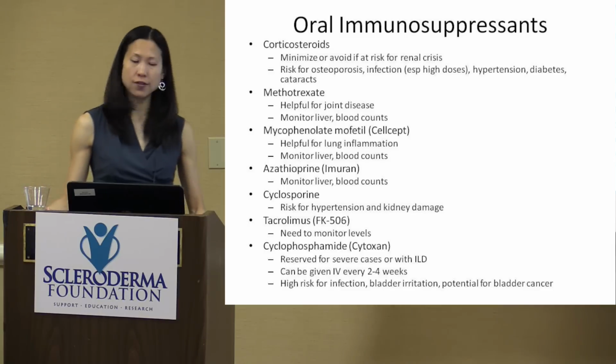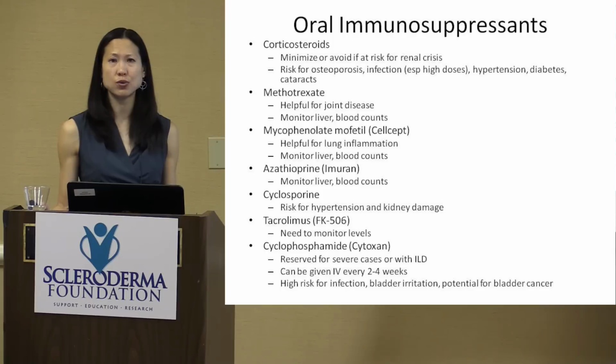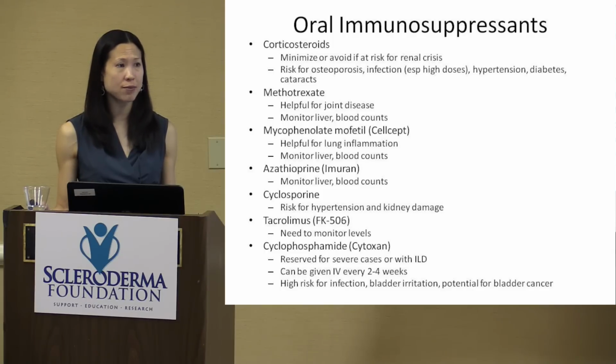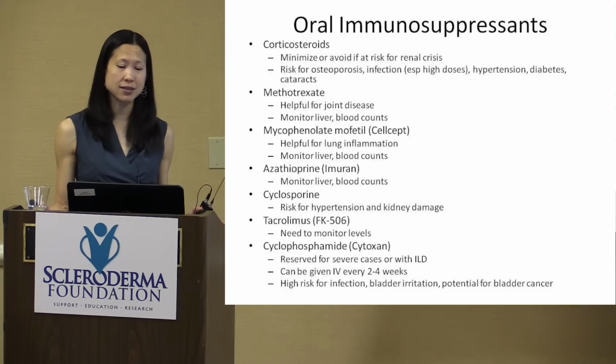So in terms of drugs to treat muscle inflammation, we have multiple oral immunosuppressive drugs that you can either use alone or in combination to treat muscle inflammation. So corticosteroids are often the first line of treatment for muscle inflammation, particularly in polymyositis and dermatomyositis.